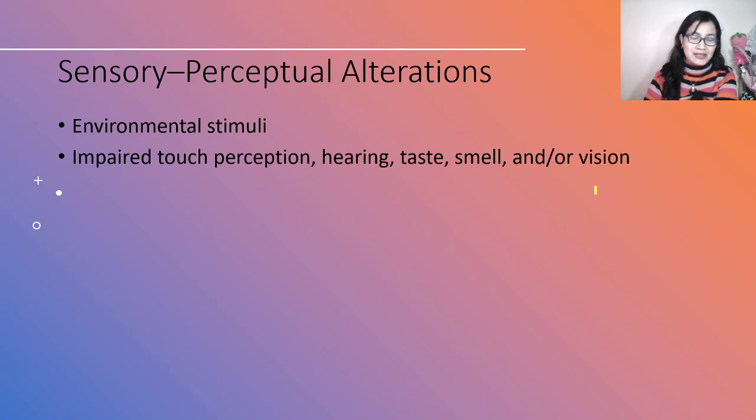Next, you have the sensory perceptual alteration. Accurate sensory perception of environmental stimuli is vital to your safety or to the client's safety. Remember that people with impaired touch perception, hearing, taste, smell, or vision are highly susceptible to injury.